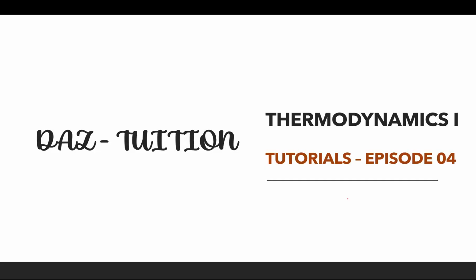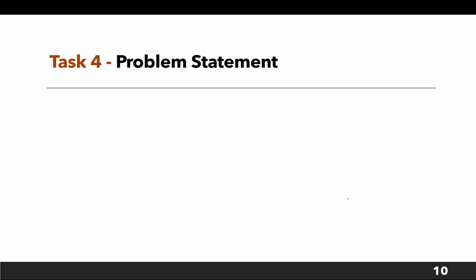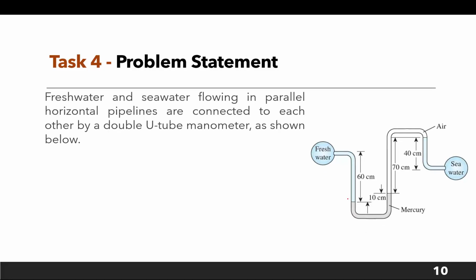So my reference, the main textbook we are using here, is Thermodynamics: An Engineering Approach by Yunus Cengel and Michael Boles. Today we continue with the manometric analysis. In our previous session, we looked at a single tank. This time around, we have two horizontal pipes connected by a U-tube manometer.